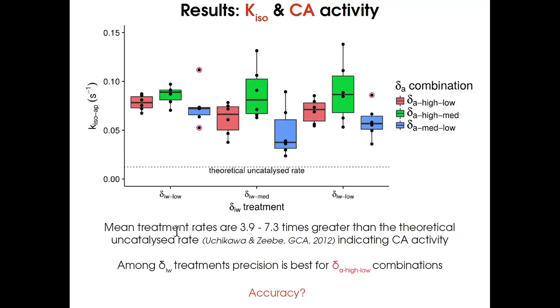This is possibly a bit easier. If we look at hydration rates, we see relatively consistent estimates across the different treatments. These are the three pairings of the water treatments, and the colors are the combinations of gases. We see rate estimates between 4 and 7 times greater than the theoretical uncatalyzed rate. And this means, of course, that we presume we have carbonic anhydrase activity. We also see that some combinations are better than others, and particularly among water treatments, the red box plots for the high and low combination give us our best precision. But we have this question about accuracy, right? At the moment, we've just stuck a model in and got an answer, and this is why we labeled with water at the start, so we have something we can externally get back to by another method.